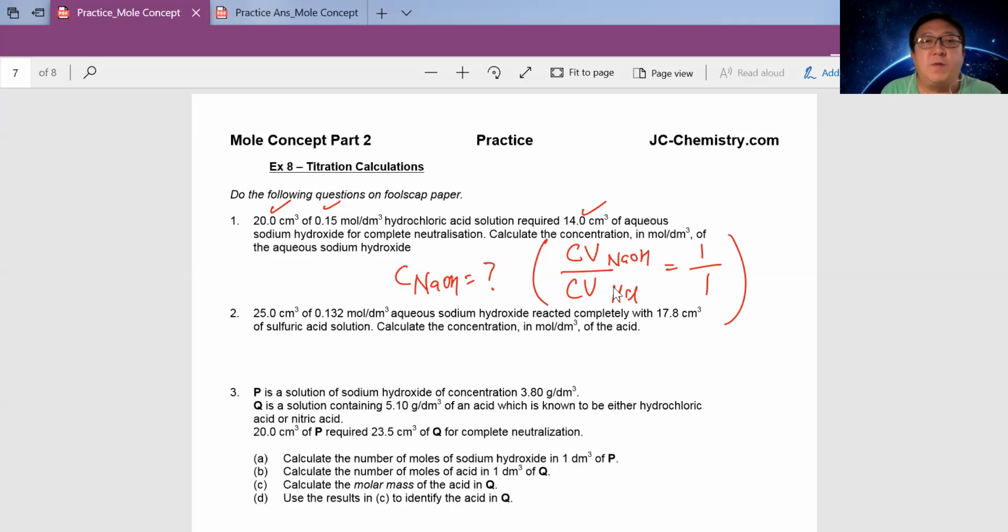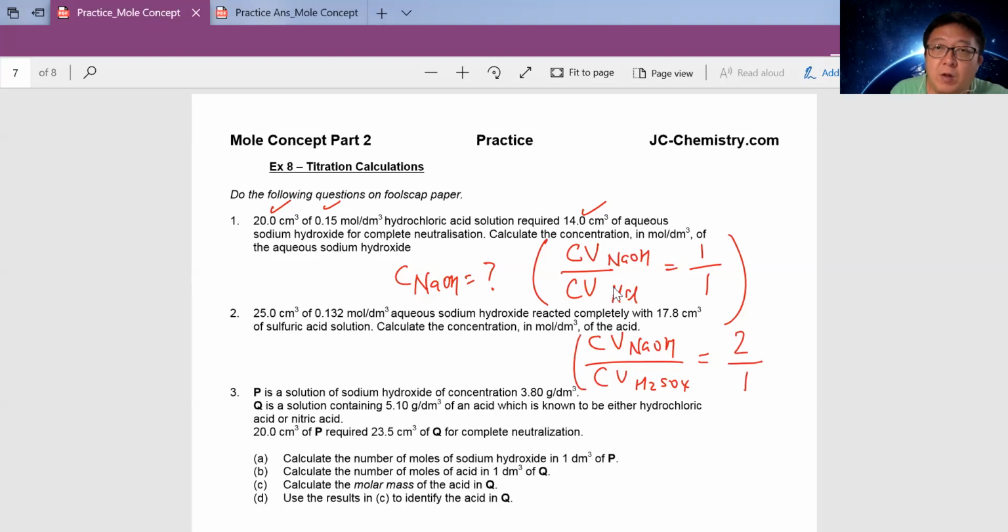Okay, so same thing for the second question. Second question over here, you are told that it reacts completely with sulfuric acid, calculate the concentration. So I'm going to use a formula again, CV NaOH over your CV H2SO4. Okay, what's the problem here? You must remember it's 2 over 1 here.